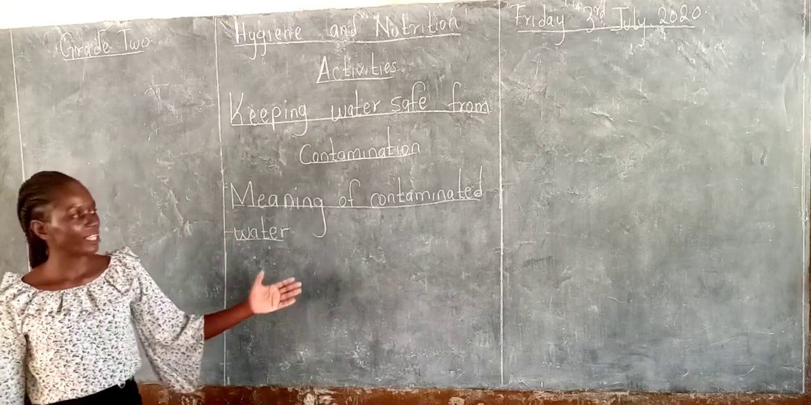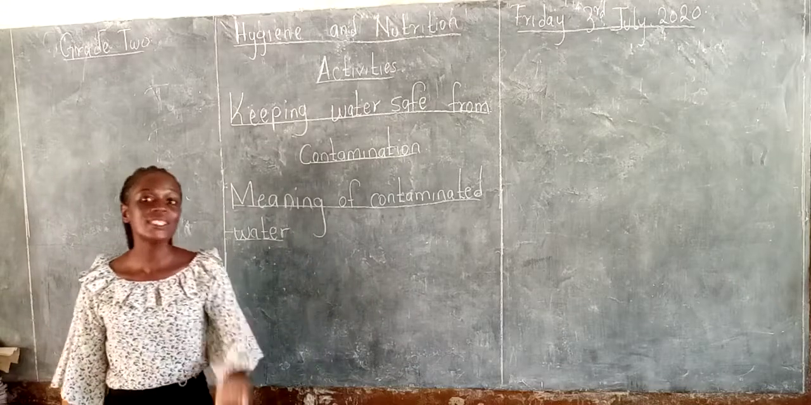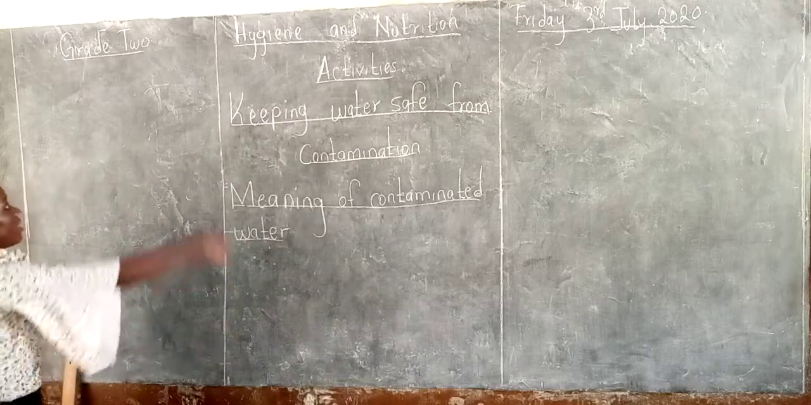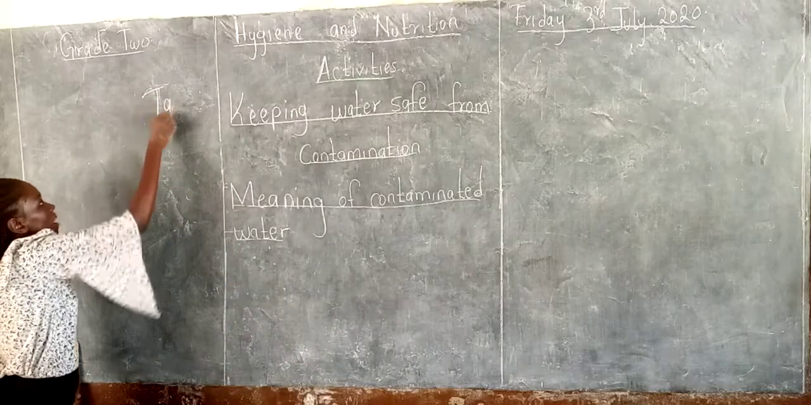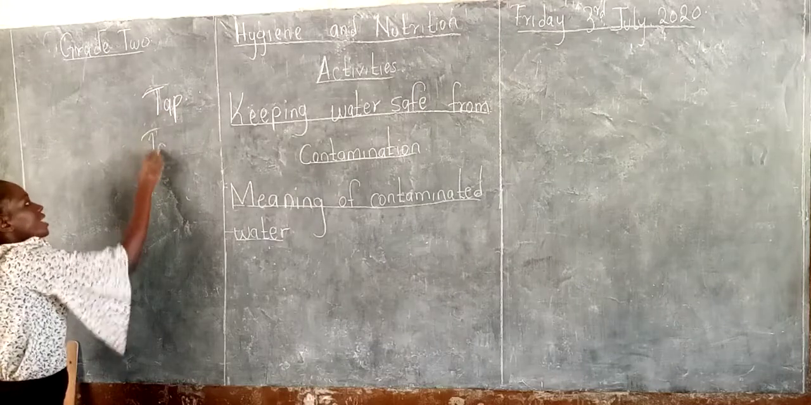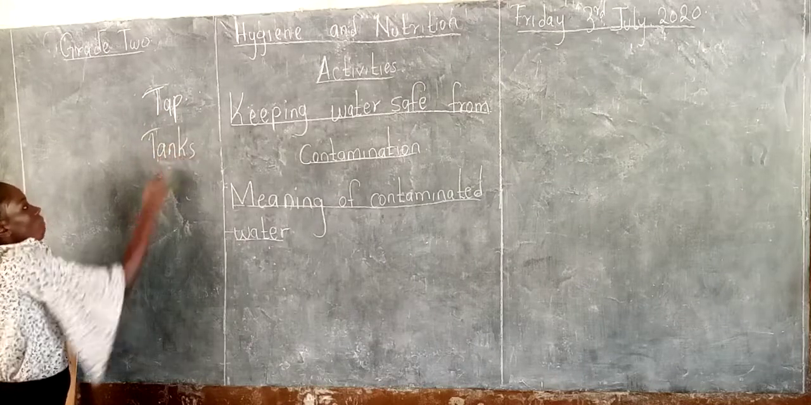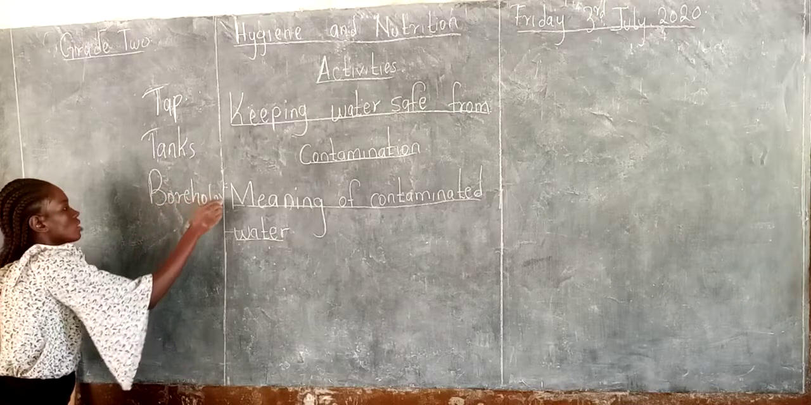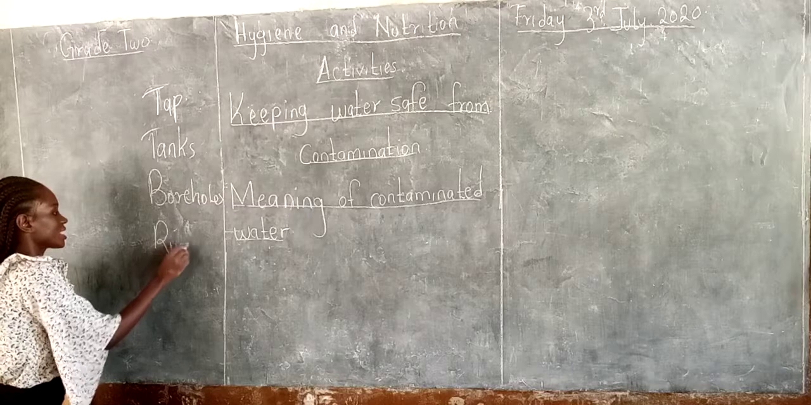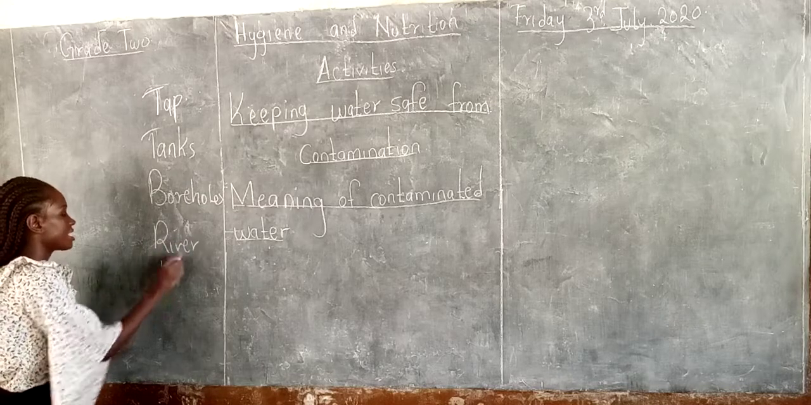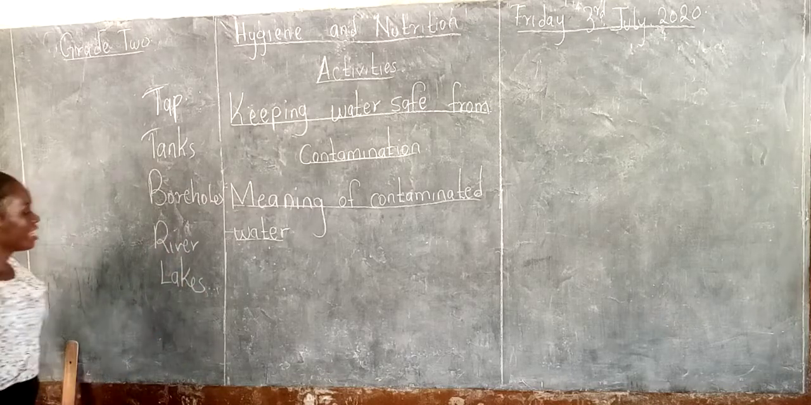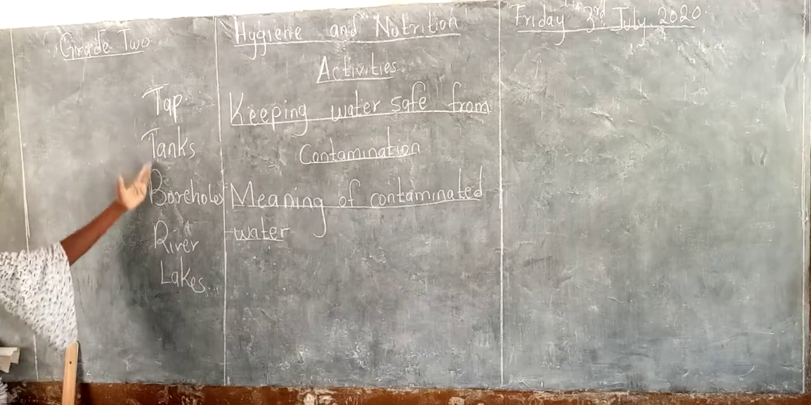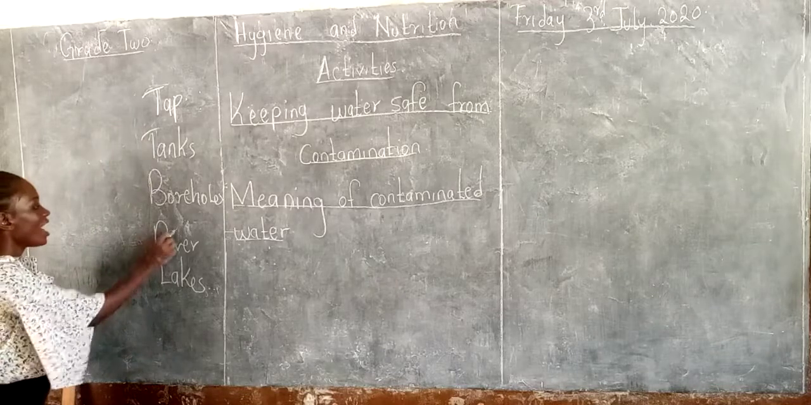So just to begin with, I want us to name the places where we get our water from at home. Can we name them together? Yes, we get our water from the tap, some from the tanks, boreholes, rivers, and some also get the water from the lakes. So these are the places where we get our water from, depending on where you are.